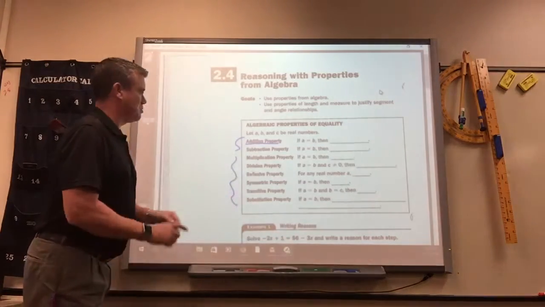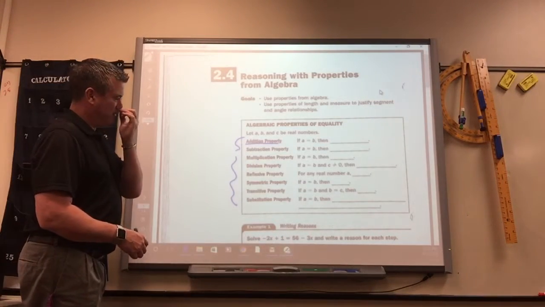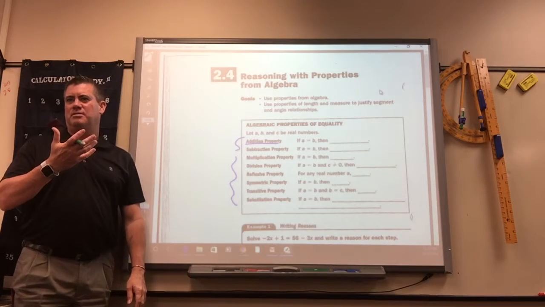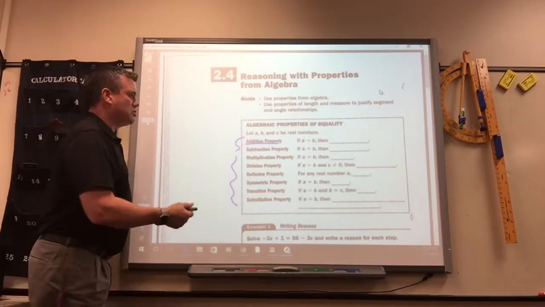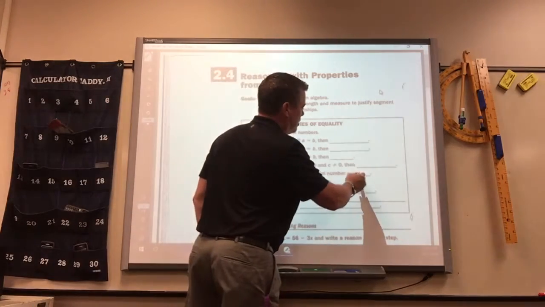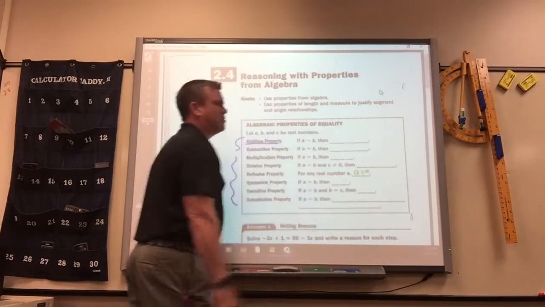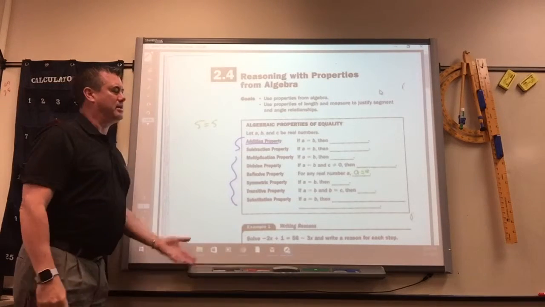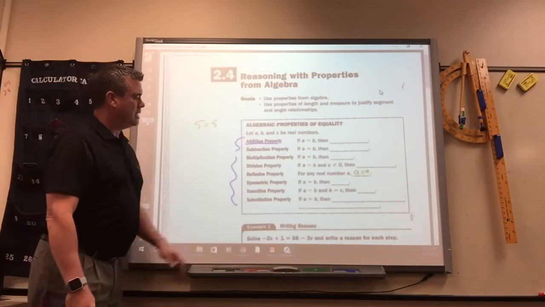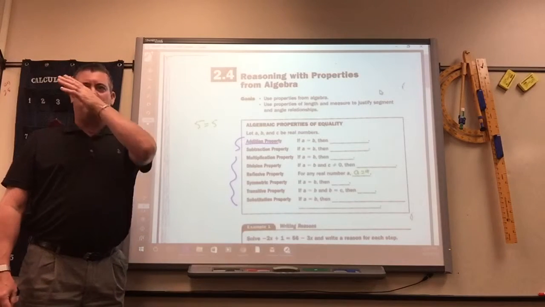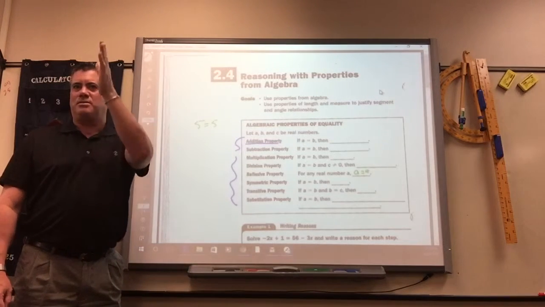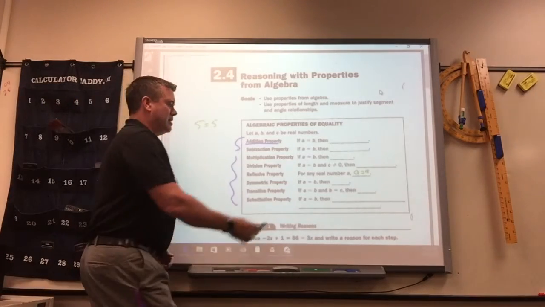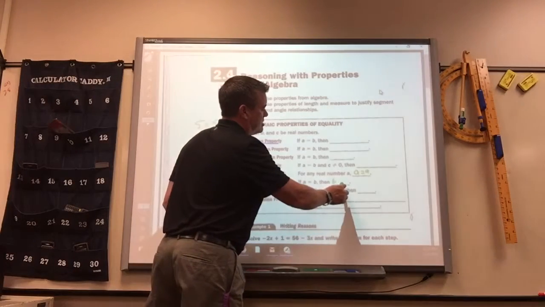Reflexive really isn't used much. What do you see when you look in the mirror? Yourself, right? So, for any real number, A equals A. Something equals itself. 5 equals 5, 10 equals 10. That's all reflexive is. Symmetric, remember what it means to have symmetry? Same on each side. So if A is B, then B is A.